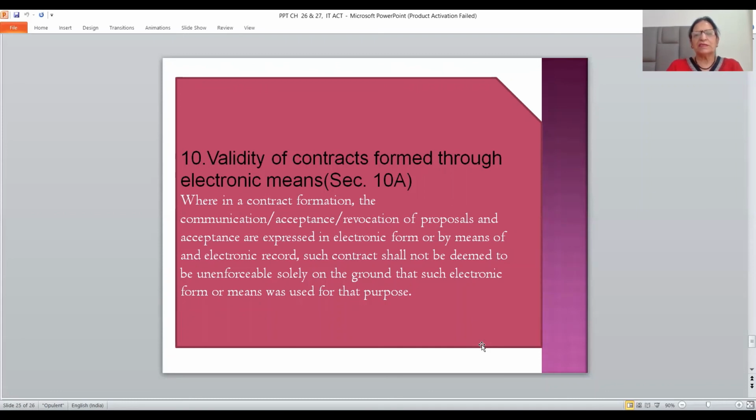So, friends, this is all about the various provisions which promote or strengthen e-governance under the IT Act 2000. So, friends, it is all from my side. All important questions I've discussed with their answers.